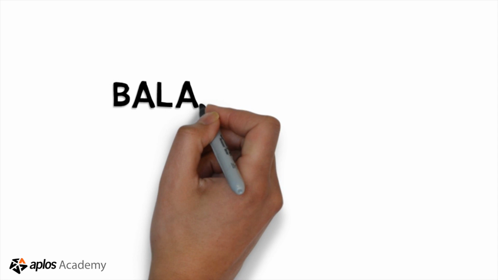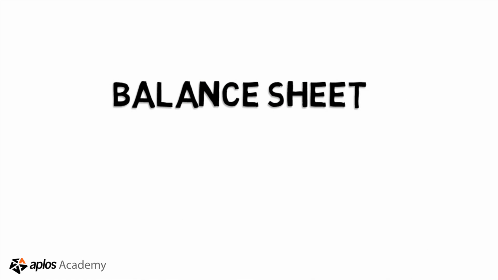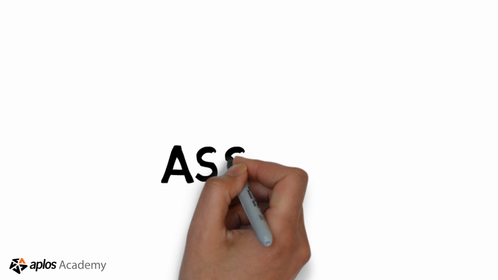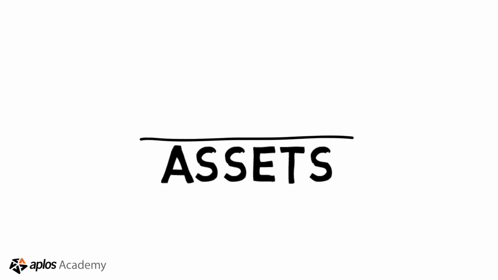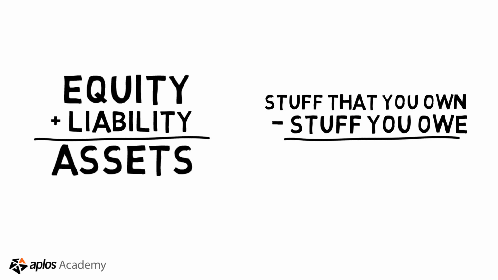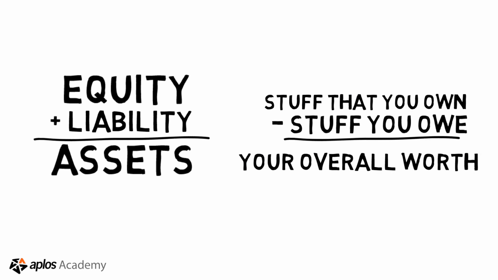The first report is called your balance sheet, which for a nonprofit is known as the Statement of Financial Position. This report shows the accounting equation, which is your assets equal your liabilities plus your equity. What this basically means is the stuff that you own minus the stuff that you owe equals your overall worth. This report shows a snapshot of your organization's overall health.